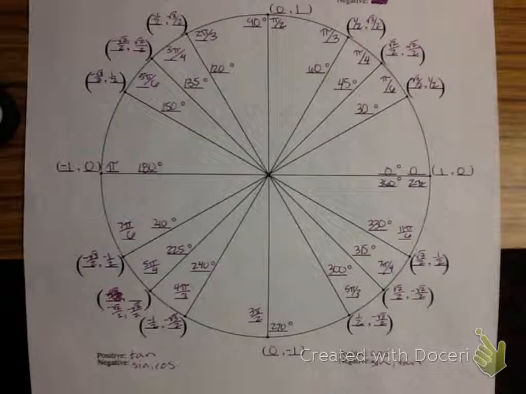Alright, today in Algebra 2 we started off by going over the unit circle that you guys worked on Friday. So here's the completed version. If you go around, you can see the degree measures are all here, from 0 to 360. And then we also have that repeated with radians. So I have 0, pi/6, pi/4, pi/3, pi/2, and so on.